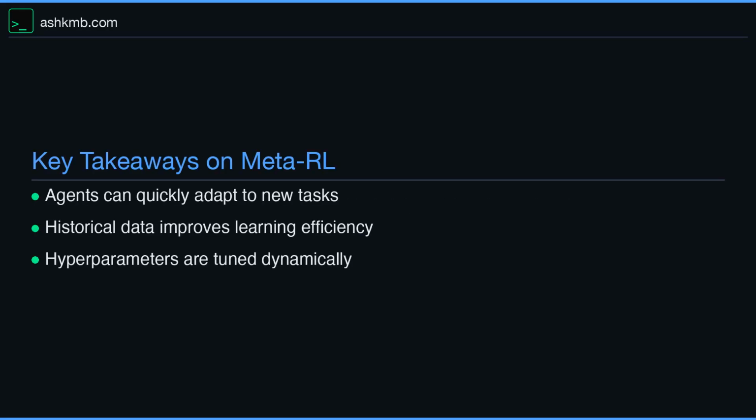In summary, agents developed through Meta-RL can quickly adapt to new tasks, utilize historical data to improve learning efficiency, and dynamically tune hyperparameters. What implications does Meta-RL have for the future of AI development?